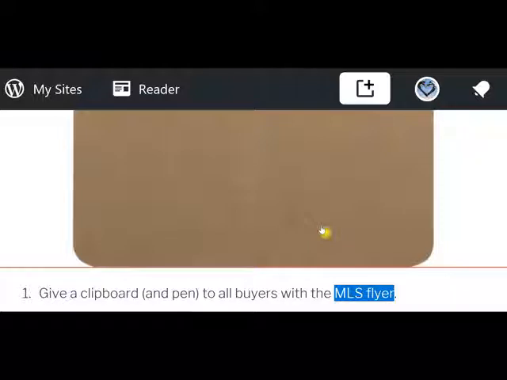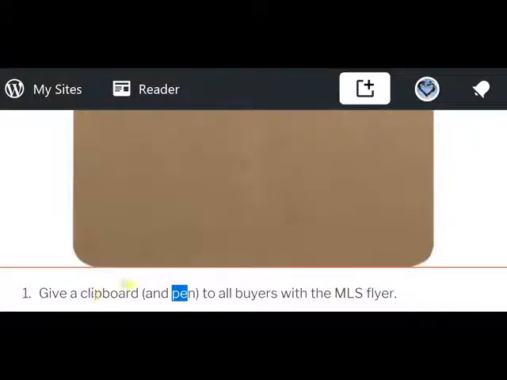It allows them to take out a pen and take out their clipboard and find that flyer for that property and take notes on it. That's why you always give them a pen as well, not just a clipboard.